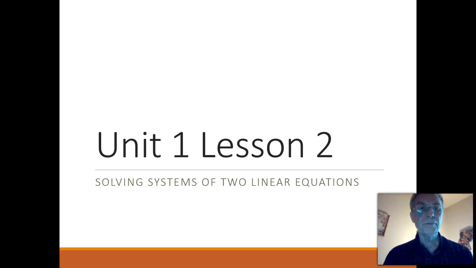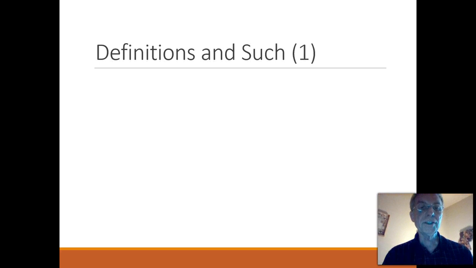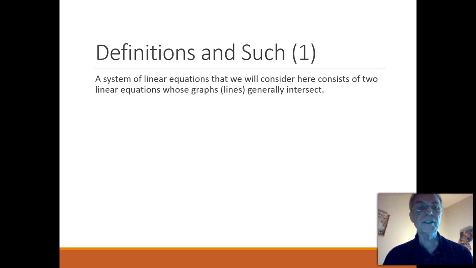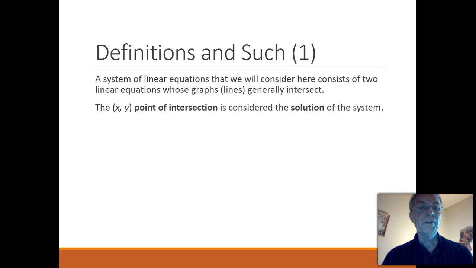Okay, here we go. Definitions and such. A system of linear equations that we're going to use here consists of two linear equations whose graphs, which are lines, generally intersect. The xy point of intersection is considered the solution of the system. What this means is that both equations will have this as a solution, so each equation will be true at this one point.